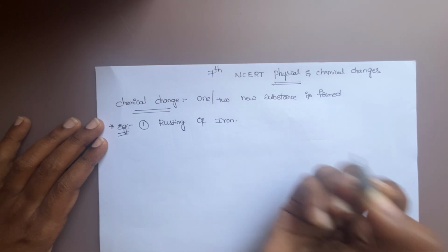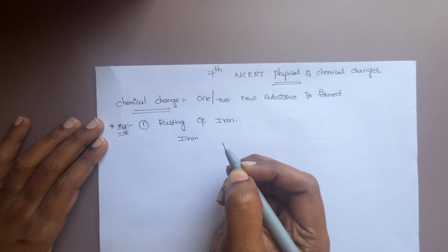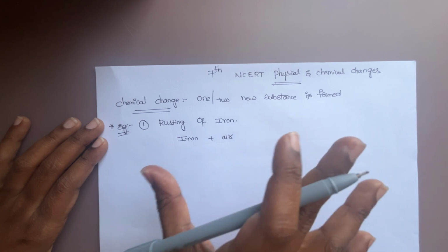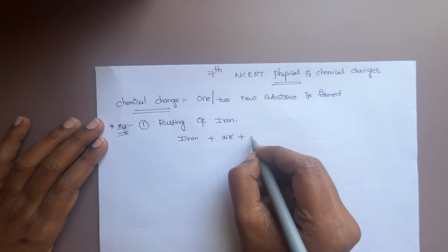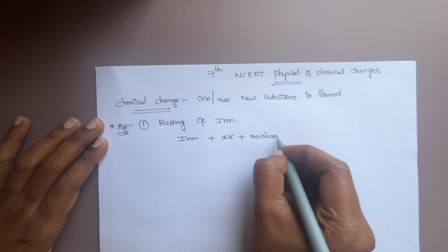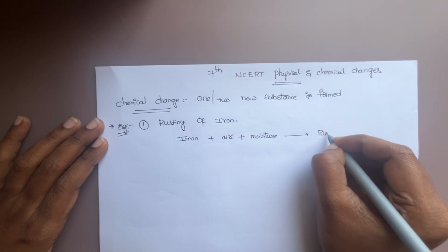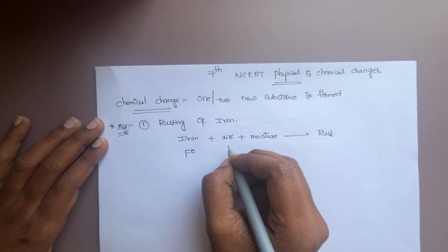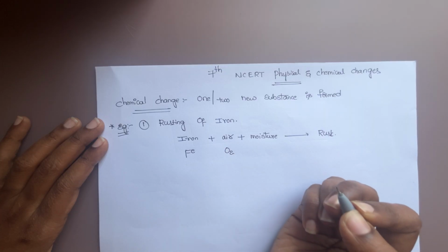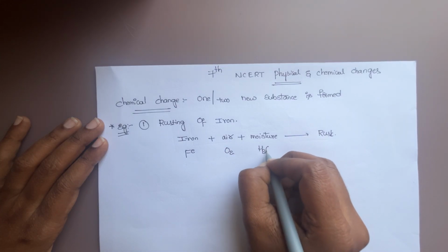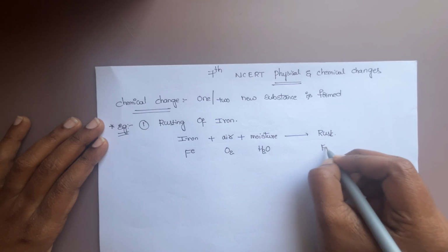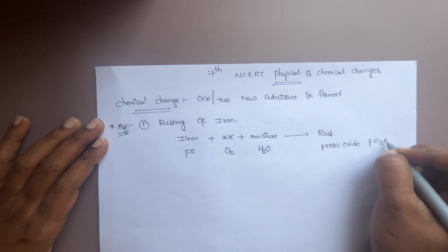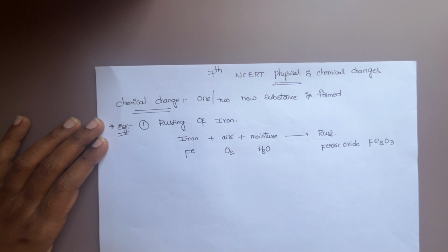In the rusting of iron process, usually in our homes we have iron articles. If we place them in air, usually in the environment, iron is there. But in air, moisture is also present. Whenever moisture is present, it leads to rust. So chemically, what happened? Iron is Fe. In air we take oxygen, in moisture we take water. Finally it produces ferric oxide. What is the formula of ferric oxide? Fe2O3. That is the formula of rust.